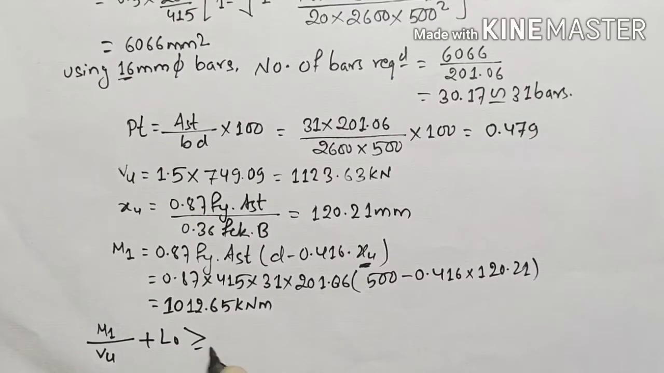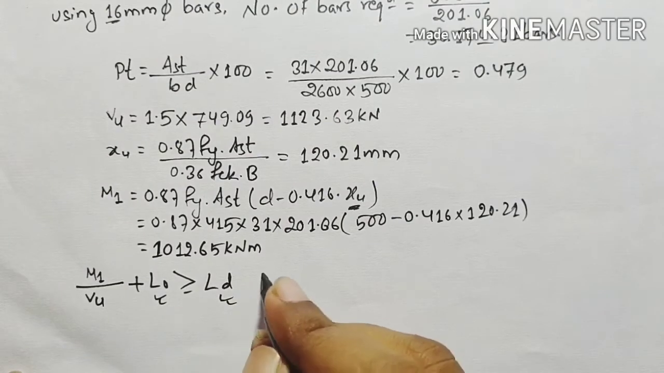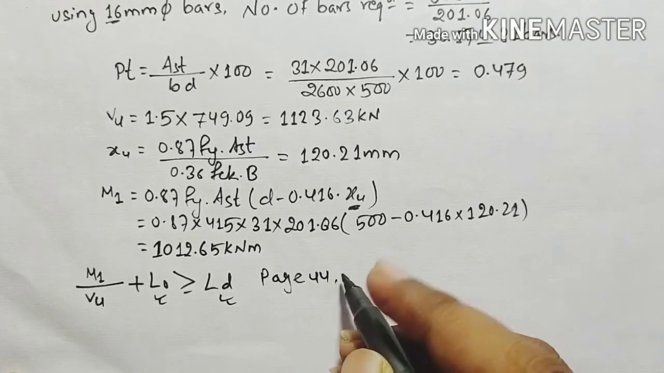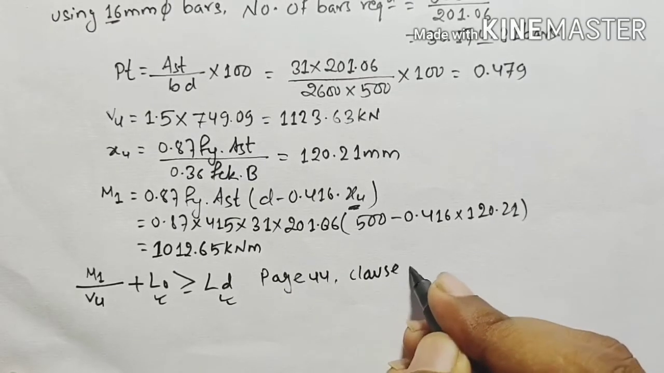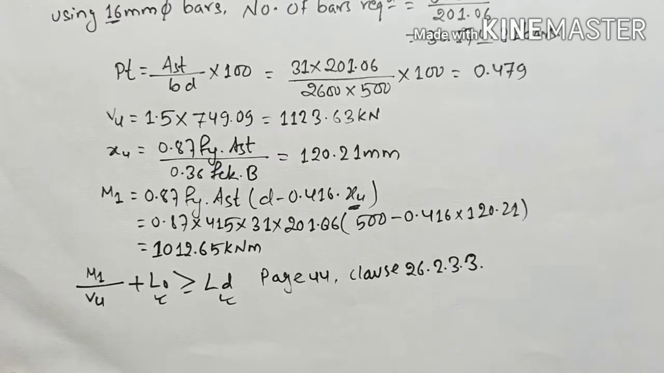Now after finding the M1, let us apply a check, that is M1 by VU plus L0 should be greater than or equal to LD. So first let us see its codal provision, and you will get this provision on page 44 of IS code 456, clause 26.2.3.3.